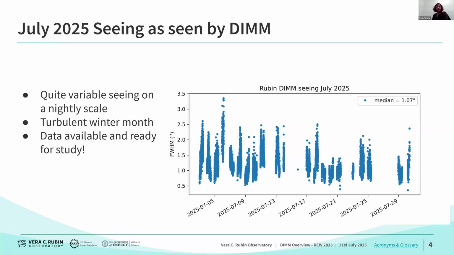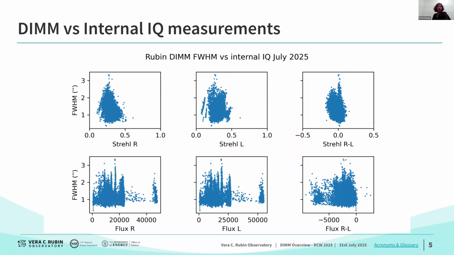Some of the early studies I've been doing personally have been trying to compare the DIM measured seeing with some of its internal image quality measurements. Here's a series of plots showing some of those. We have the Strehl ratios, which I mentioned earlier, a proxy for the quality of the spots on the DIM focal plane, and then the flux of the 2 spots as well. And these are plotted against the full width half maximum measured by the DIM.